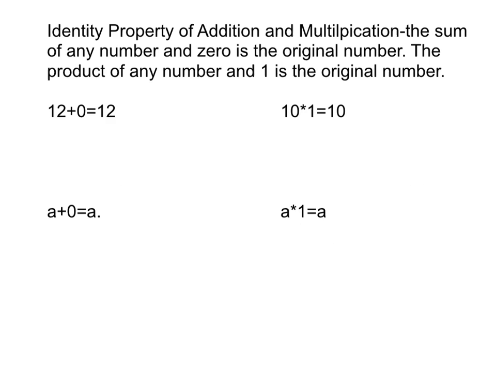The identity property of addition states that the sum, which again is our answer to an addition problem, of any number and 0 is the original number. This is the addition side, and that is the multiplication side. That just means 12 plus 0 is always going to be 12. A plus 0 is always going to be A. Sorry for the little period sign, that's not supposed to be there. So just any number plus 0 is always going to be that original number.